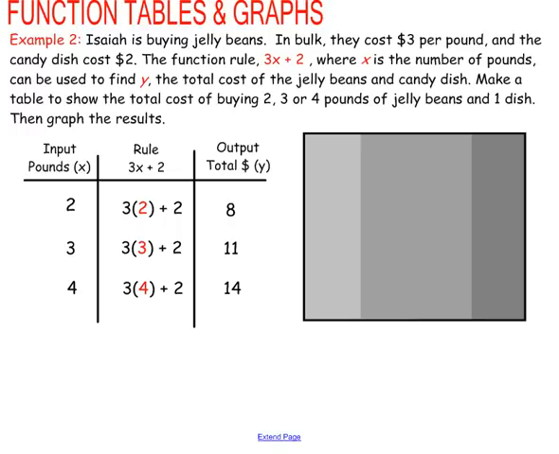The next example, example 2, Isaiah is buying jelly beans. In bulk, they cost $3 per pound, and the candy dish costs $2. The function rule, 3x plus 2, where x is the number of pounds and y is the total cost of jelly beans and candy dish. Make a table to show the total cost of buying 2, 3, or 4 pounds of jelly beans and 1 dish. So once again, all you have to do is plug in your values like I did here, your 2, 3, and 4 into the rule, and then it will give you your output answers.